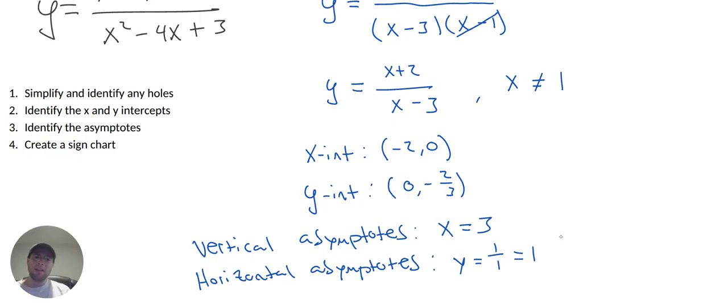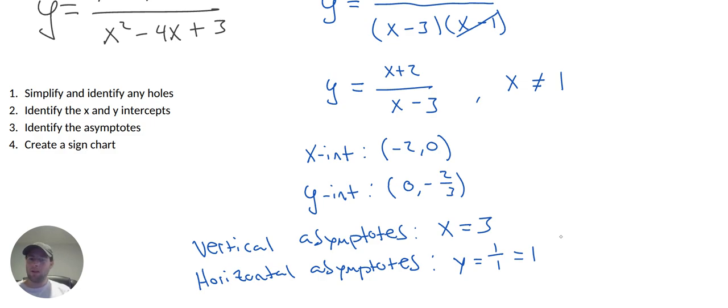And the last case that I hadn't gotten to is if the degree of the numerator is less than the degree of the denominator, then we're going to have a horizontal asymptote at y equals 0. But for this one we fell into the second case there. We found our horizontal asymptote.